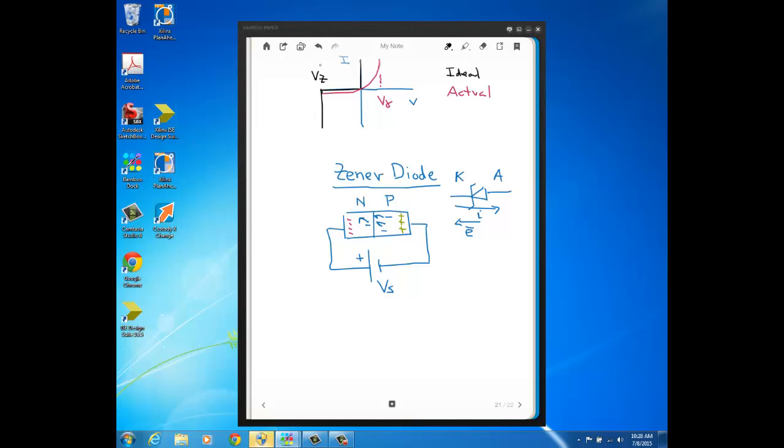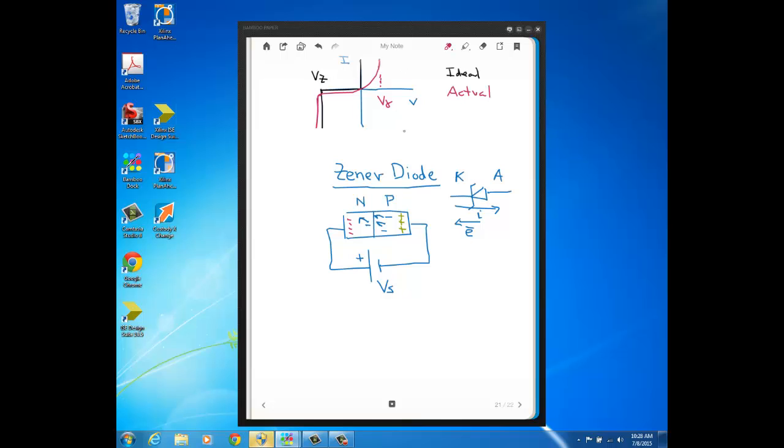Okay, now in actuality, that onslaught of current, that avalanche current, doesn't happen instantaneously, but it happens really quickly, and that's represented by a very steep line, but it's not perfectly vertical. You know, there's some slope to it.